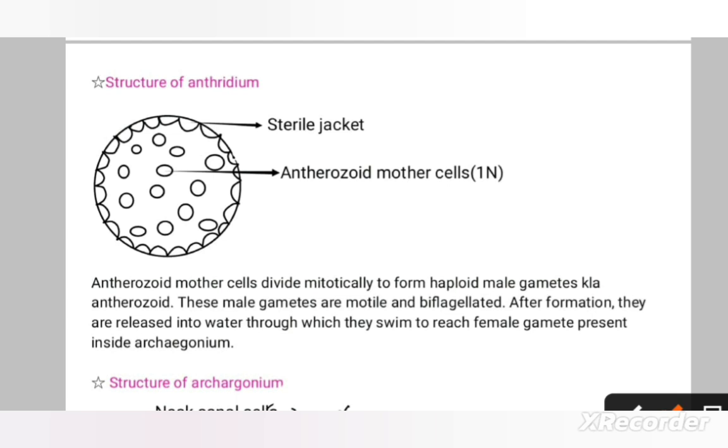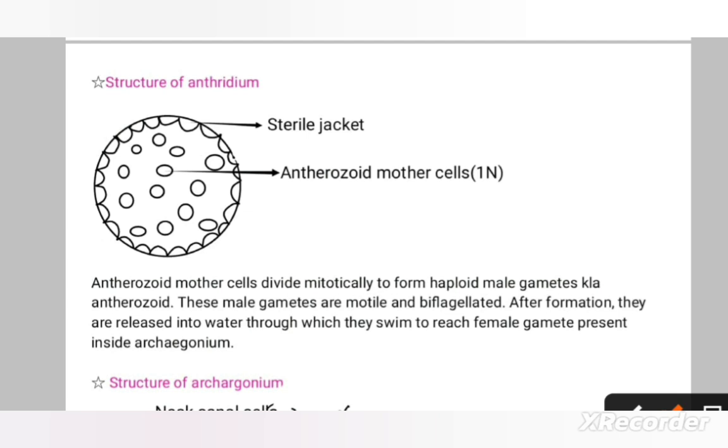As I have already told in my previous videos, antheridium is the male sex organ and archegonium is the female sex organ in case of bryophytes. Starting with the structure of antheridium, we can see a sterile jacket and antherozoid mother cells which are haploid. Now these antherozoid mother cells will be dividing mitotically because they are haploid to form haploid male gametes which are given the name antherozoid. These male gametes are motile and biflagellated, that is they have two flagella for locomotion, and after the formation they are released into water.